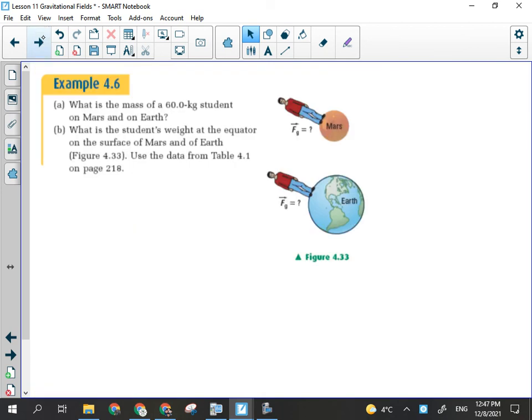Okay, here's one that I've put on a unit exam as a multiple choice question a number of times, and it'll snag a large number of people. So you got a person standing on Mars, got a person standing on Earth. What's the mass of a 60 kilogram student on Mars? 60 kilograms. What's your mass a measure of?